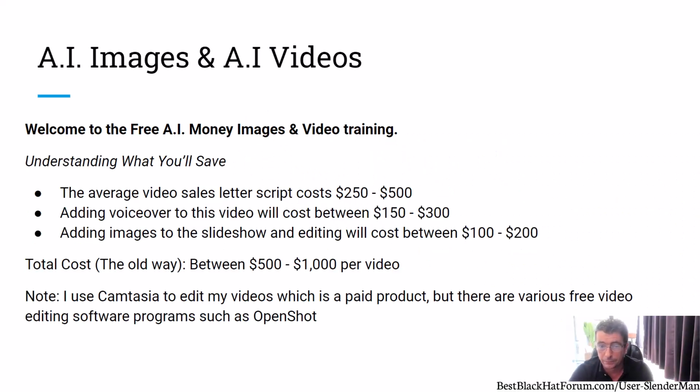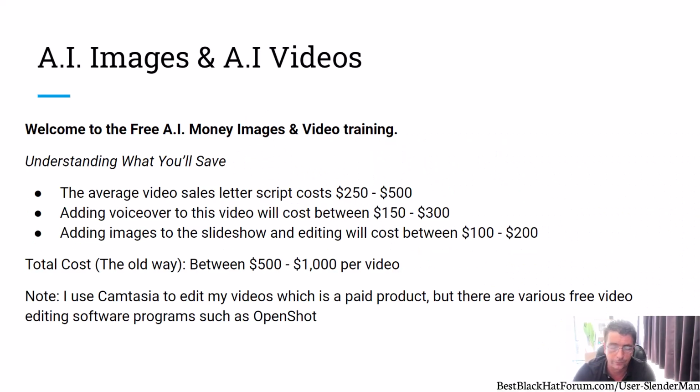The average cost of a video sales letter to get the script written is between $250 and $500. Adding the voiceover to that video will cost between $150 and $300, and adding images to the slideshow and editing it will cost between $100 and $200. The total cost the old way is between $500 and $1,000 per video. So keep that in mind when you're doing this.